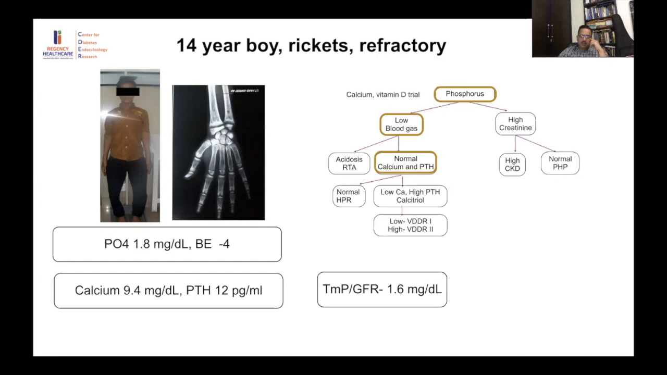In this situation, we did a TMP GFR, which was very low. But if somebody has got 1.8 milligram of phosphorus, it would anyway mean that he is losing more in urine. You may actually skip this TMP GFR in this situation.